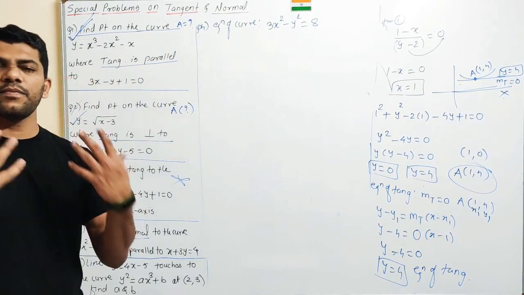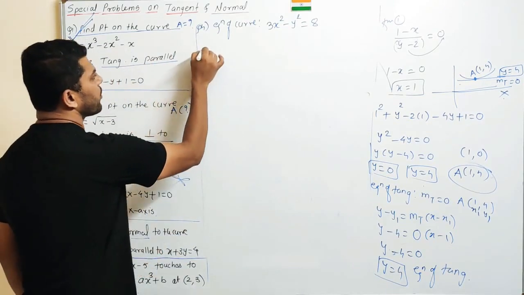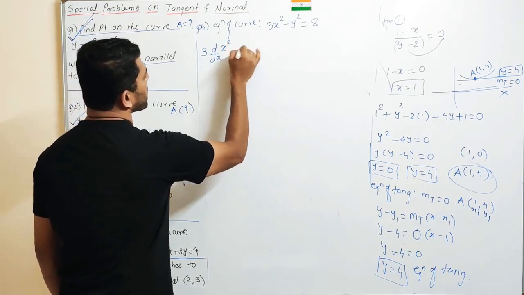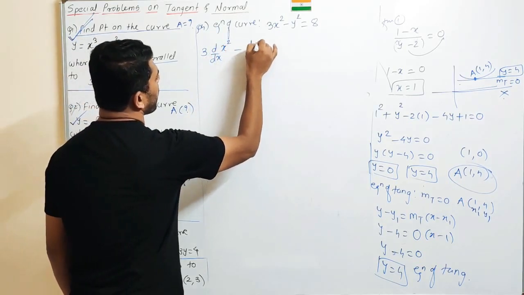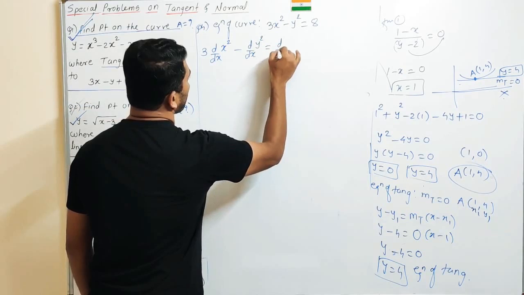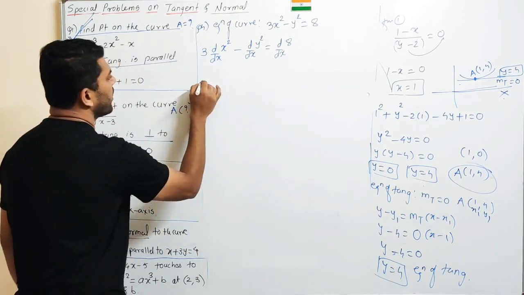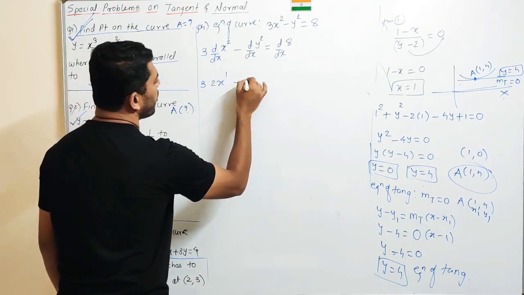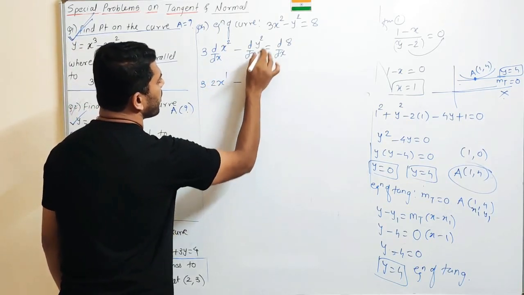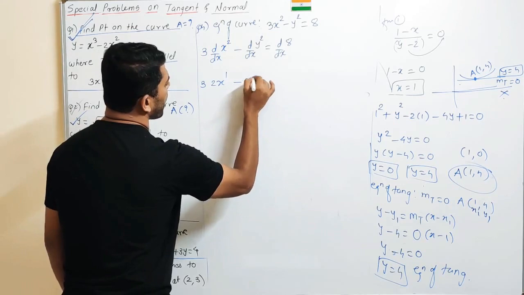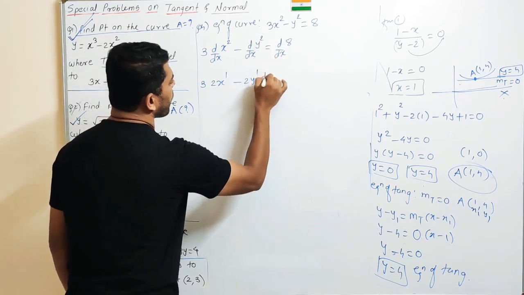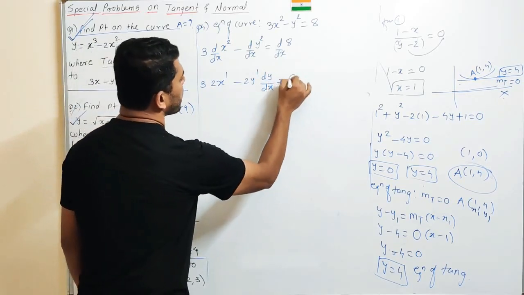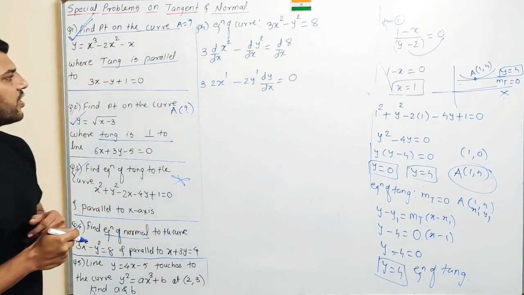Without wasting time, just start differentiating this one with respect to x. I am taking this 3 outside, derivative of x square, then derivative of y square, and then I am differentiating RHS. Taking this 3 outside, derivative of x square is 2 into x raised to 2 minus 1. Derivative of y square, using composite, derivative of y raised to 2 is 2 into y raised to 2 minus 1, and then the derivative of y, which is dy by dx. So here I am applying the chain rule, and on the right hand side derivative of constant is 0.